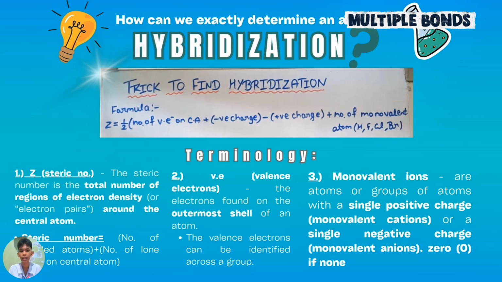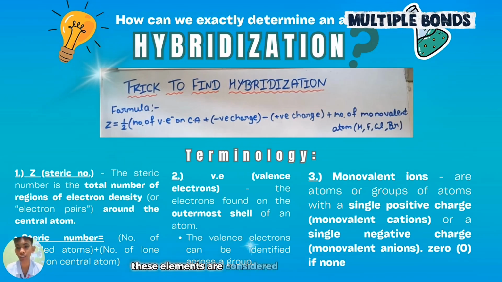of the group it belongs to. Then, we have the monovalent ions, which are atoms or clusters with a single positive or negative charge. If the monovalent atoms are not involved, we'll take 0 as the value to be put in our formula. Now, why exactly are hydrogen, fluorine, chlorine, and bromine considered monovalent atoms?